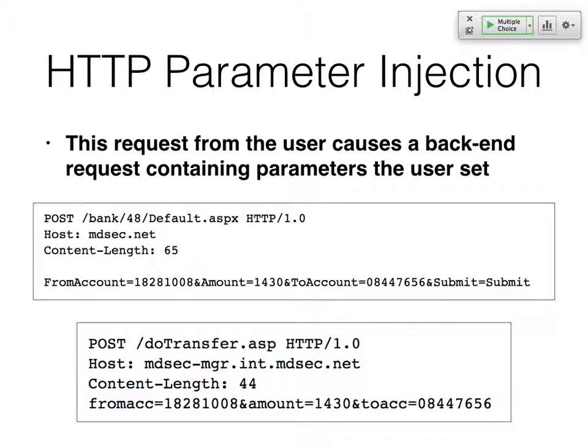Anyway, so here's HTTP parameter injection, which we played with a bit of before, where we'd send one parameter in the get and another in the cookie and see which one wins. You can also just put multiple parameters in the get and they will override each other. So here's, again, the same thing. You're going to have from account, amount, to account, and submit. This will then turn into something on the server. It will then send this data from one machine to another inside the network.